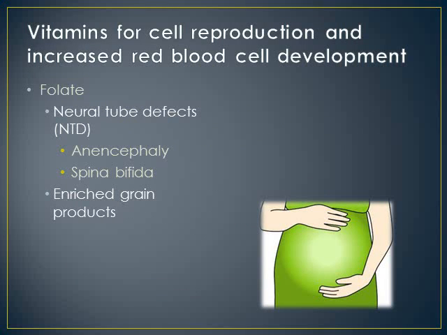Due to their key roles in cell production, folate and vitamin B12 are needed in large amounts during pregnancy. So these are really important for increased red blood cell development. We previously have talked about folate and its role in helping to prevent neural tube defects. And your best sources of folate are going to be enriched or fortified grain products.